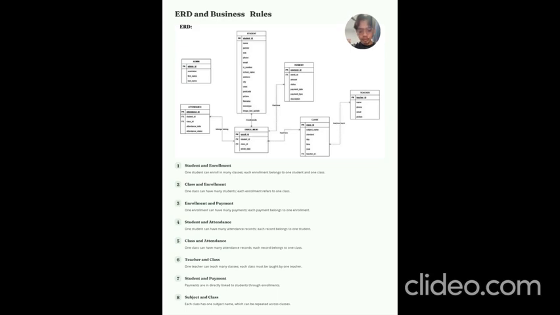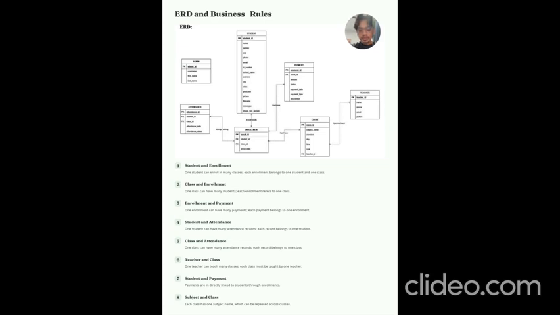So I will explain the business rules. First, student relationship with the enrollment: one student can enroll in many classes, and each enrollment belongs to one and only one class. Second, class and enrollment: one class can have many students, and each enrollment refers to one class. Third, enrollment and payment: one enrollment can have many payments. Each payment belongs to one enrollment.